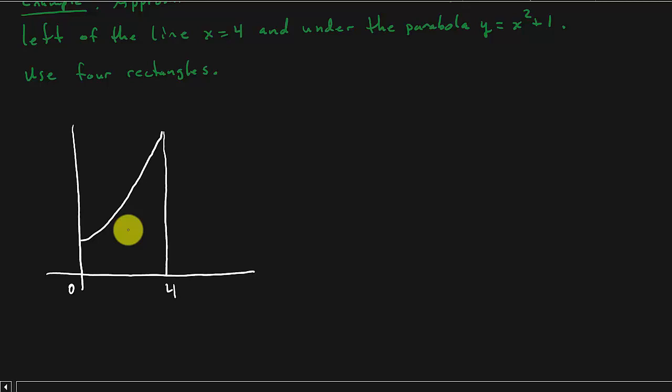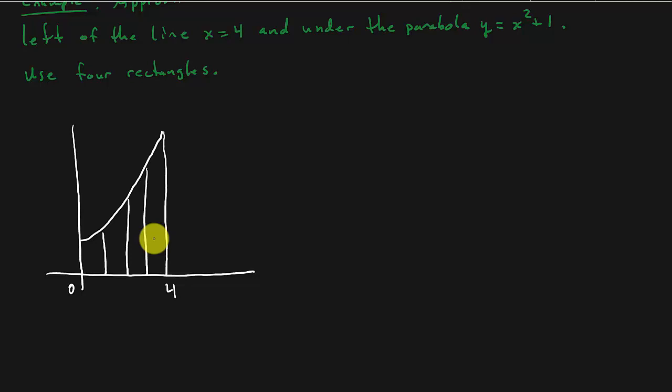Now, it tells us to use 4 rectangles, so that means we need to split this thing up into 4 rectangles, like so. Okay, so we got 4 rectangles here. Now, what we're going to do is we're going to find the area of each one of these rectangles, and we're going to add them up. Now, I'm going to work this 3 different ways. We're going to work it using left endpoints, right endpoints, and midpoints.